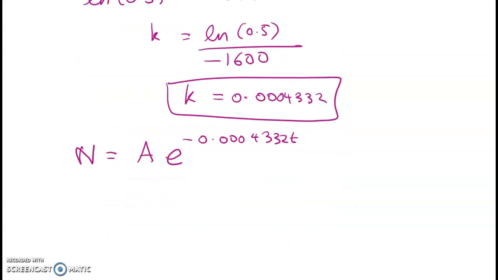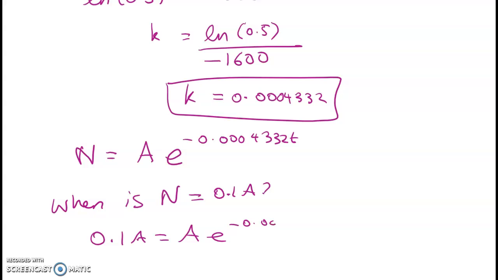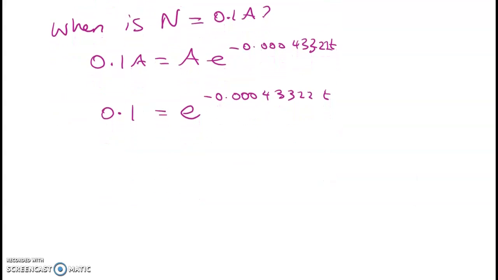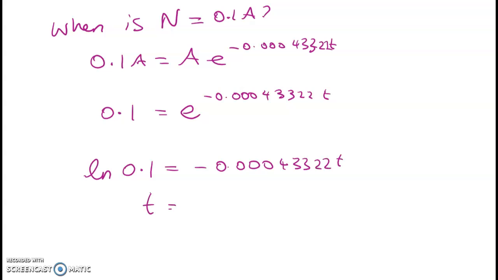Right, so we want to figure out when is N equal to 0.1A. Substituting in, we get 0.1A is equal to A e to the negative 0.004332t. Divide through by A, 0.1 is equal to e to the negative 0.004332t. Now I take logs of both sides. So the natural log of 0.1 is equal to negative 0.004332t. I bet no one's watching. Are you still watching? Maybe.